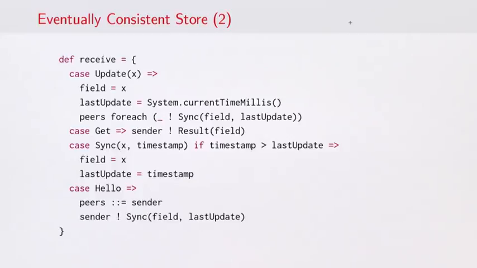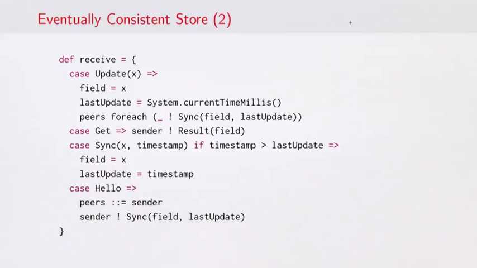This is a simplified implementation of this protocol. Every time an update comes in, we write to the field and we take a current timestamp. When a GET request comes in, we reply with the current field value. So far, so simple. Now, when a synchronization message comes in with a potentially new value, we check that this timestamp is newer than what we know. And if that is the case, we apply it and keep track of the new timestamp.